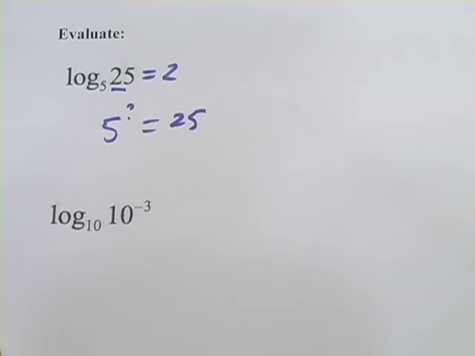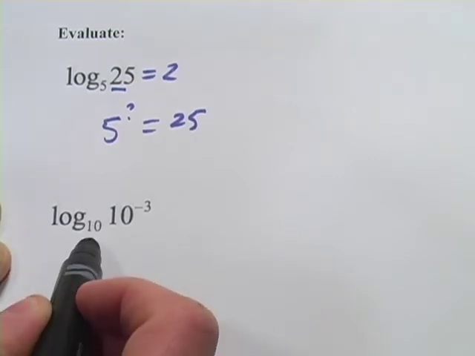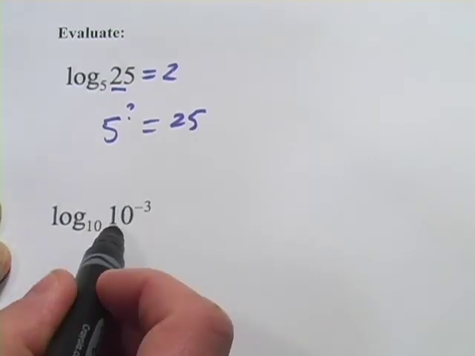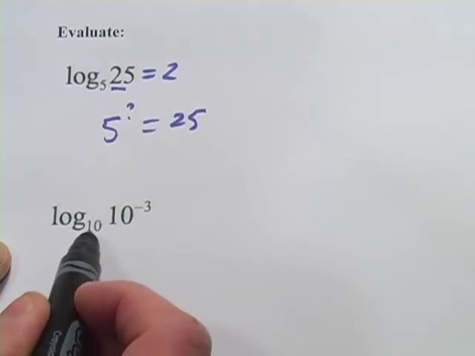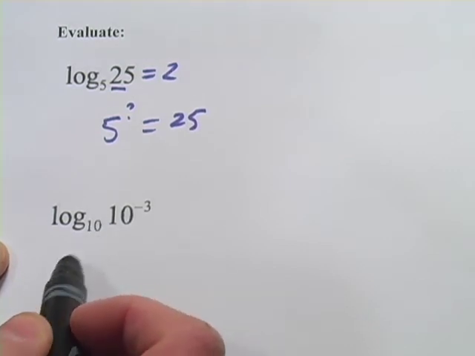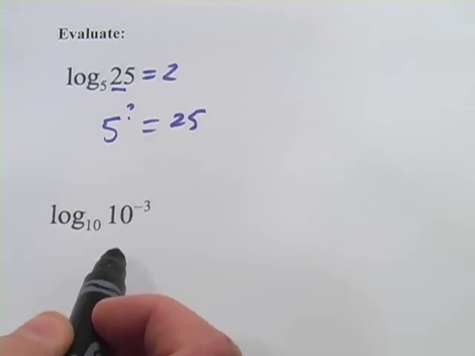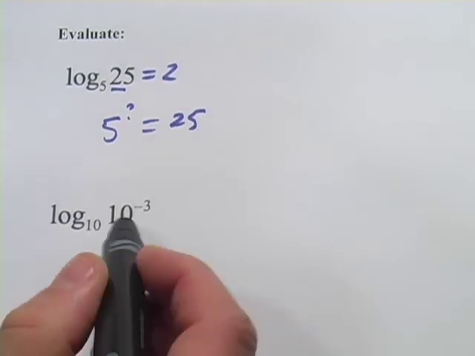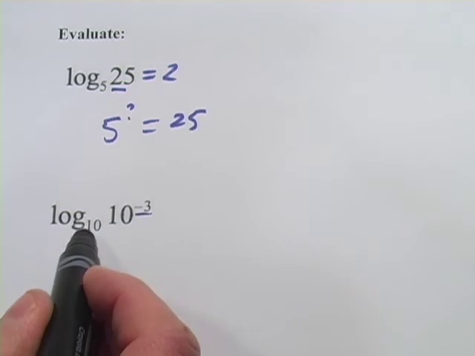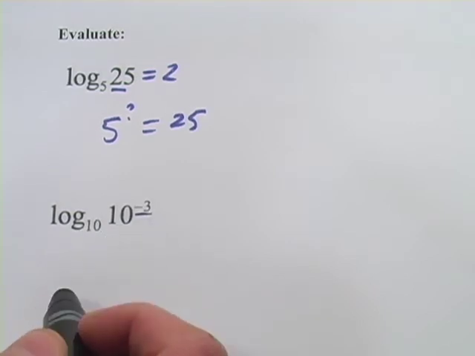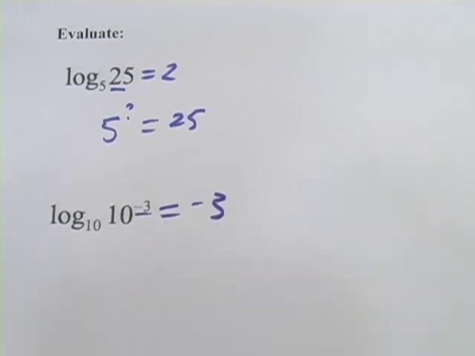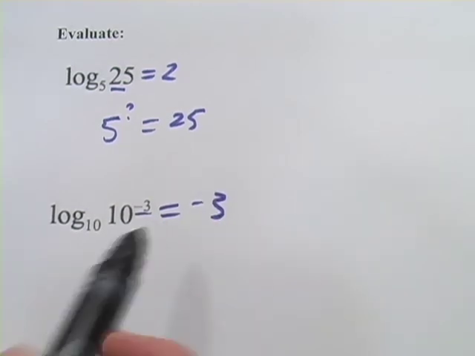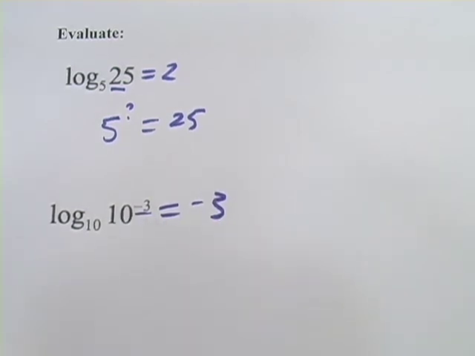Let's try another one here. This one says log base 10 of 10 to the negative third. So what it's asking is, if you take 10 to some power, what power is that where it's going to equal 10 to the negative third? And you can probably see the way this is written. Well, obviously, if you take 10 and put it to the negative third, that's going to equal 10 to the negative third. So the answer there is simply negative 3. That one, the answer is kind of given to you right in the problem.